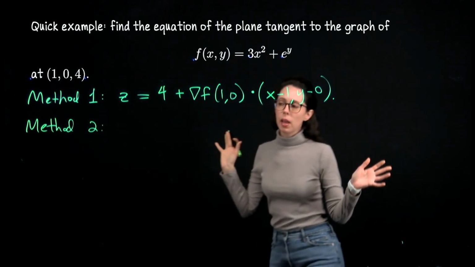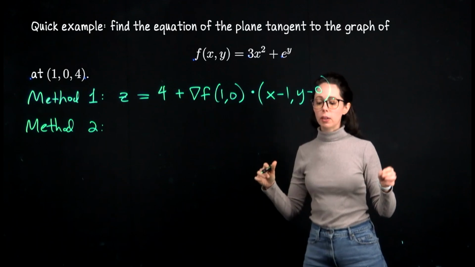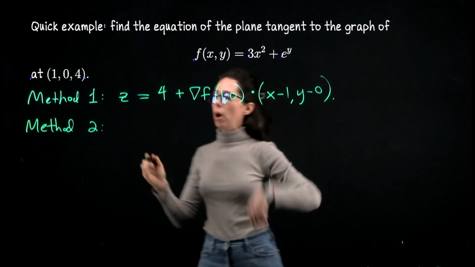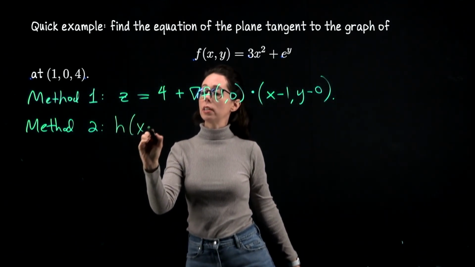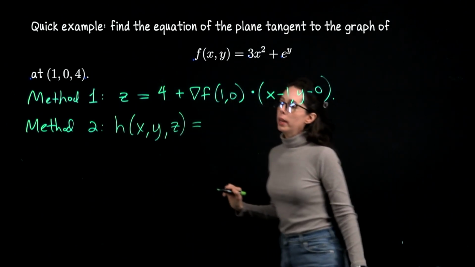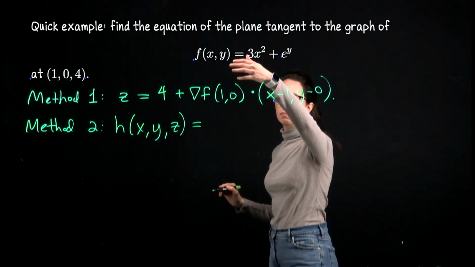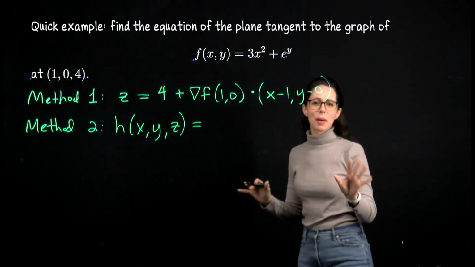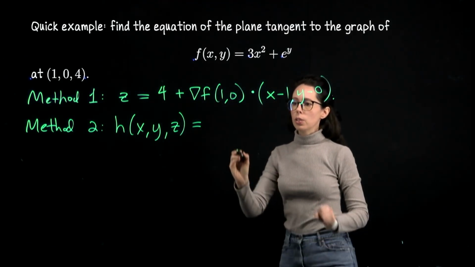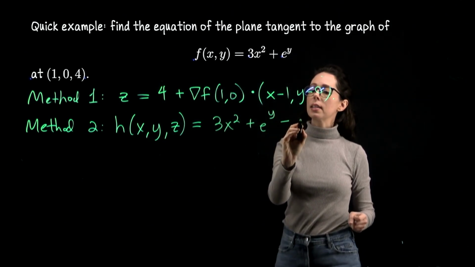Out of thin air, I'm going to invent on the spot a new function which has a domain one dimension higher than the domain of f. So we had f as a function of x and y. I'm going to let h be a function of x, y, and z. And what it is going to be, say, right-hand side minus left-hand side, doesn't matter which one, but we want this equation to turn into the level set h equals 0. So I'll write that as 3x squared plus e to the y minus z.